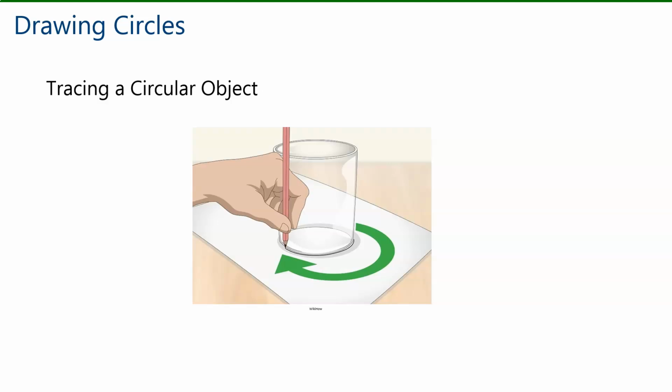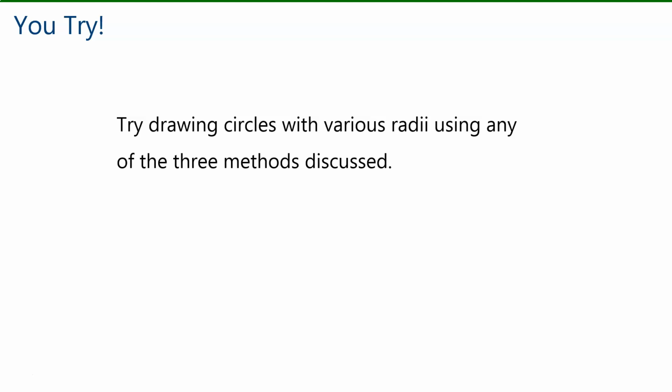Another simple way is to simply trace a circular object. So if you wanted a smaller circle, you can trace a quarter. If you wanted something a bit larger, you can trace a cup or a plate, whatever you like. So now try drawing some circles with various radii, some larger, some smaller, using any of the methods discussed or any other way you can think of. Have fun!